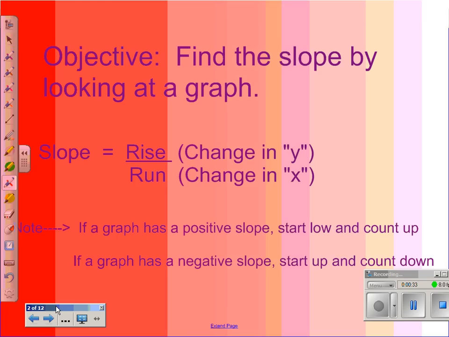We know that a line is positive when it's going up like this, and it's negative when it's going down. So if it's positive, we're going to start low and count up on the line. And if it's negative, we're going to start up and then count down, like it's a mountain.